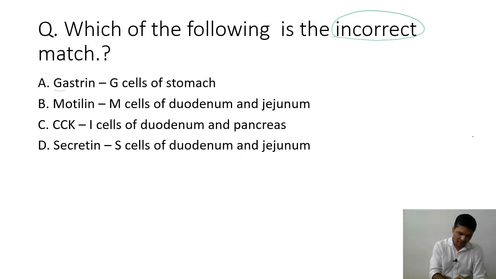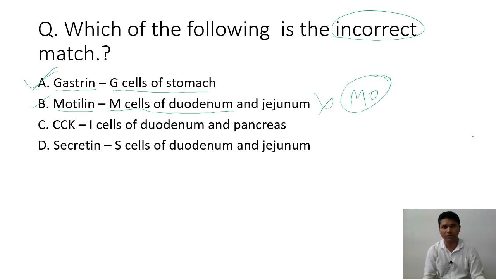So gastrin is from G cell of stomach. Yes, this is right. Second, motilin. Motilin is secreted from M cell of duodenum. No, this is the wrong answer. MO cell. So motilin is secreted from MO cell. So this one is the incorrect answer, so answer will be B.